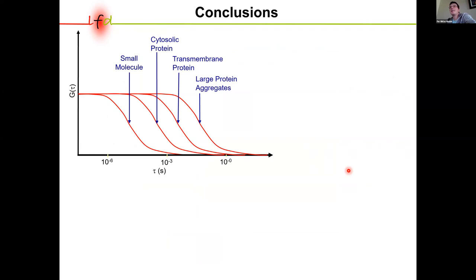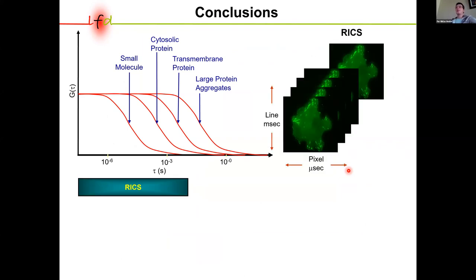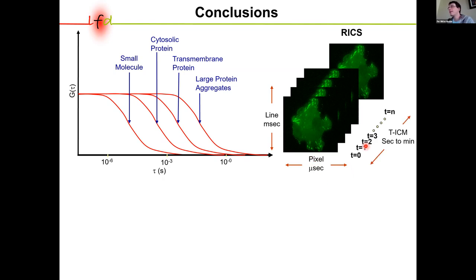So to summarize, the RICS method is able to measure the motion of small molecules, cytosolic proteins, and also transmembrane proteins that diffuse a little bit slower. For very large protein aggregates moving very slowly, other methods may be preferred. So the typical time scale of observation for RICS is the pixel dwell time in microseconds and the line time in milliseconds. And you can use temporal image correlation methods, which do frame-to-frame correlation, to access the slower processes on the minute time scale.